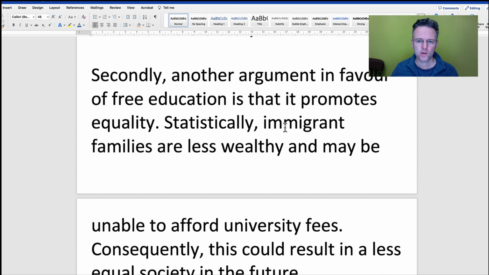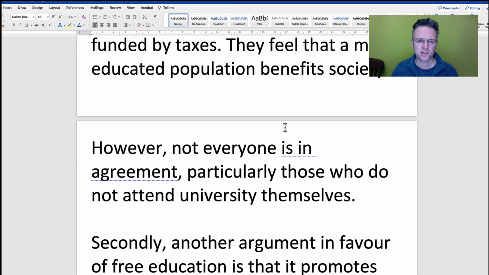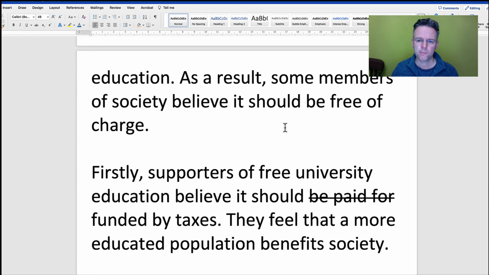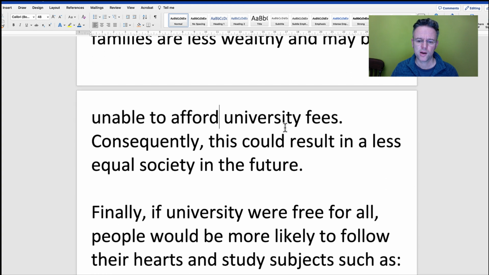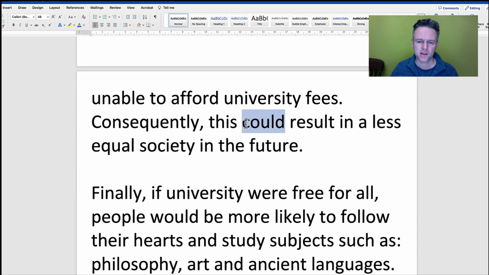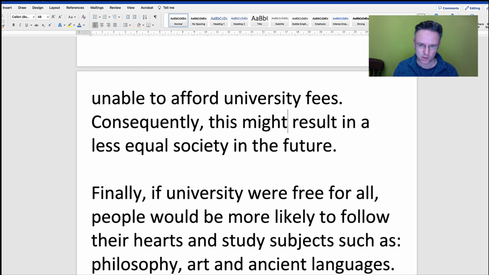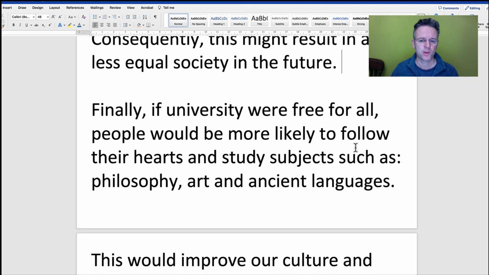Now, have we used could quite a bit? I don't think so. I'm going to change it to might. This might. So I'm trying to use a range of modal verbs, so as not to be repetitious throughout.